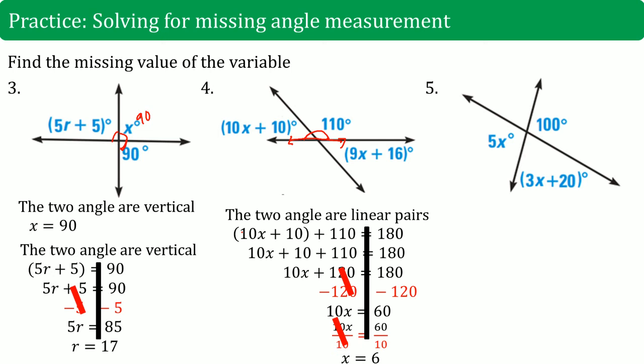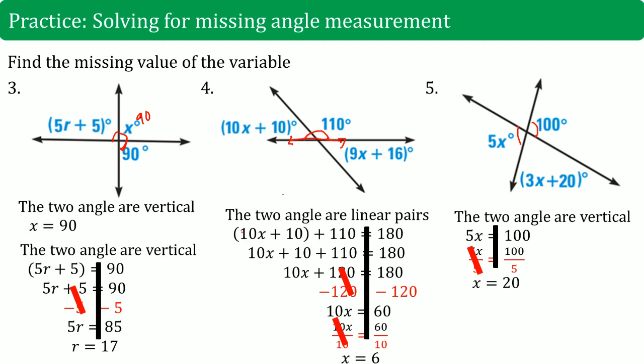Next, for 5, I said that these two are vertical angles. 5x is equal to 100. Divide by 5 on both sides, you get x equals 20. So again, you have to be very careful. How are you going to solve for the angles? Make sure you are able to identify them.